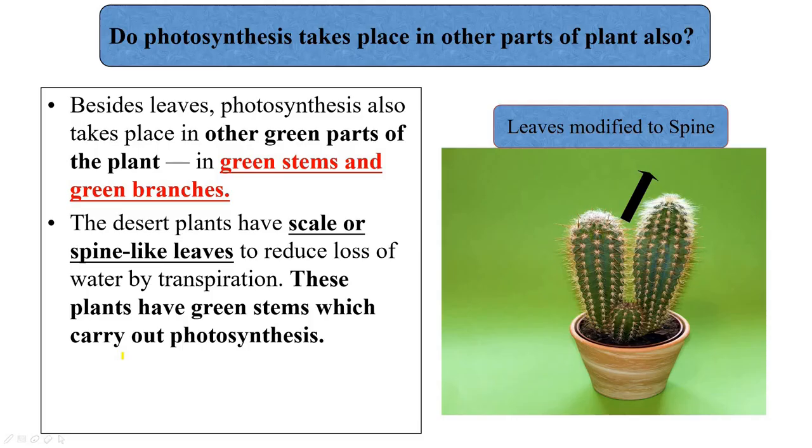So we have learned that the process of photosynthesis takes place in the leaves of a plant. But does photosynthesis take place in other parts of plants also? The answer is yes. In some plants, photosynthesis takes place in other green parts of the plant also, such as green stems and green branches. It particularly happens in desert plants in which leaves are modified into scale or spine-like structures to reduce the loss of water by transpiration. So in these plants, photosynthesis takes place through green stems.